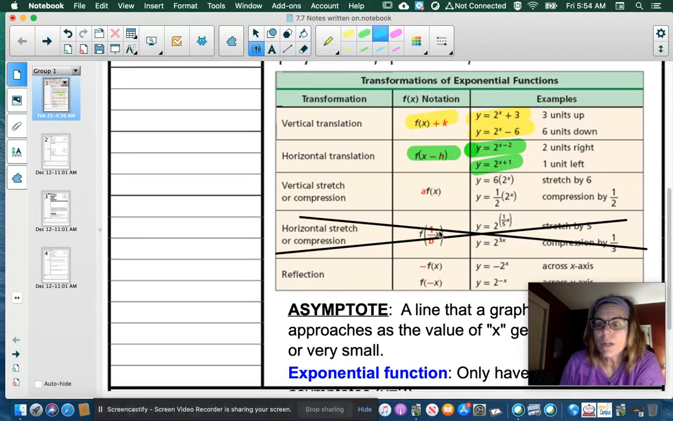All right, the next one, a vertical stretch or compression. We know that. That's when you have a number out in front. If your number is greater than 1, like 6, that is a stretch. That means you're stretching your graph away from the x-axis, and I'm going to demonstrate that today. Y equals 1/2, 2 to the x. That number out in front is less than 1, so that's a compression by 1/2. And I always say, always look at the absolute value of that number, because I'm going to talk about that now.